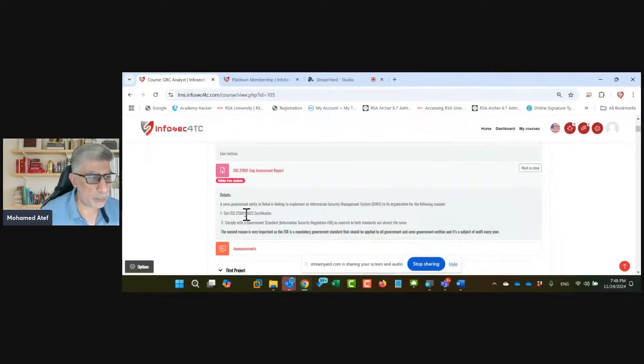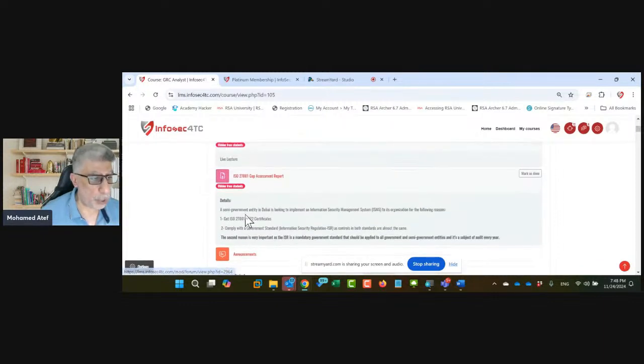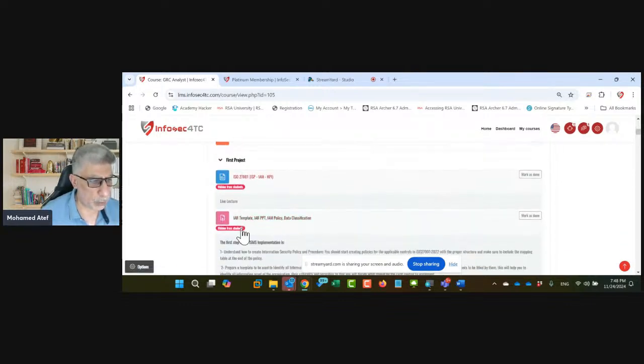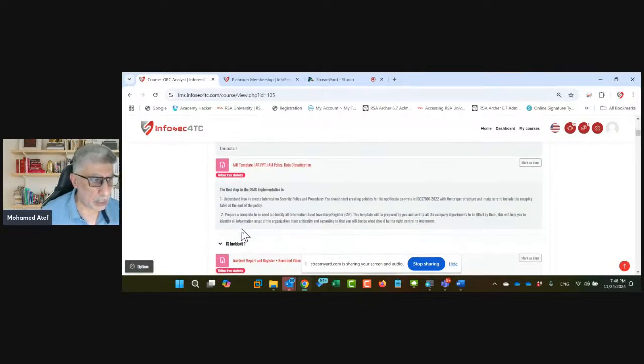For example, they will give you a scenario and tell you, here is a scenario and we want you to do the following. We want you to do a gap analysis. We want you to do a risk assessment. But the point here is that all the resources will be available on the portal. So you can read the scenario, you can know exactly what is needed, you can get the template. You need a template for risk assessment, you need a template for audit, you need a template.